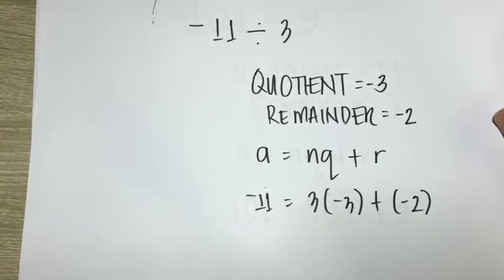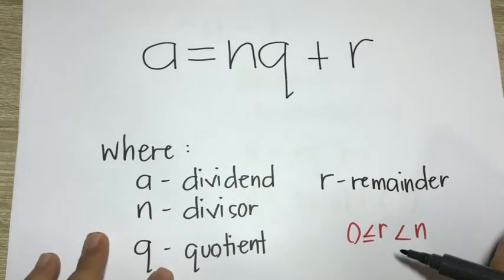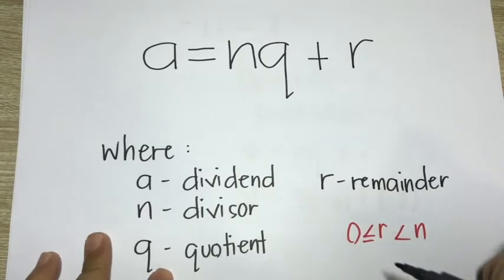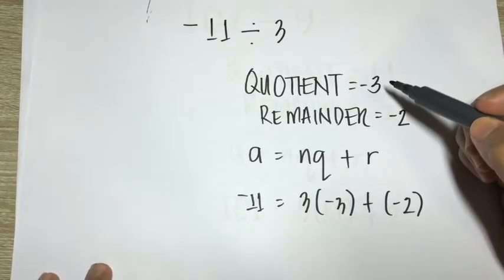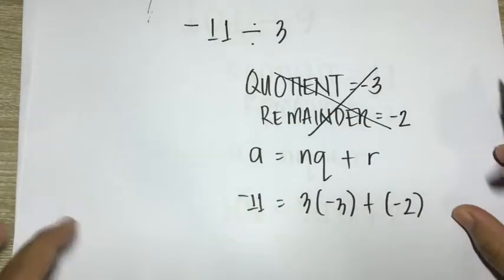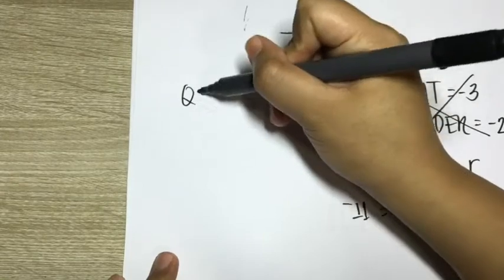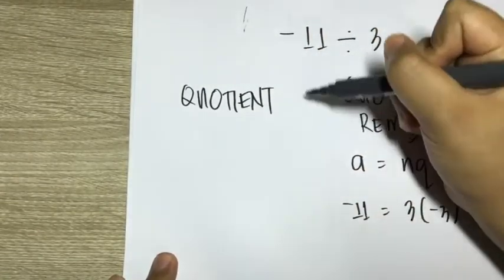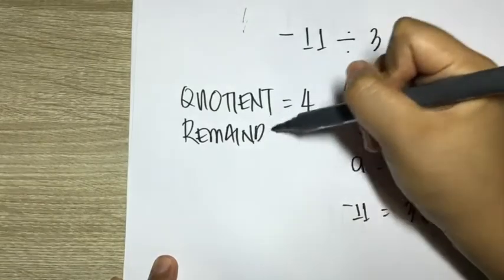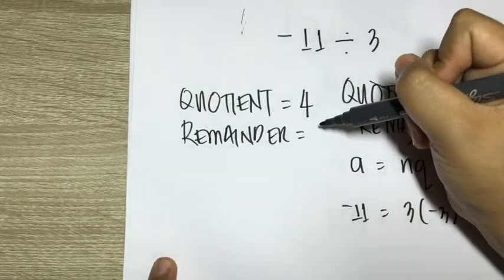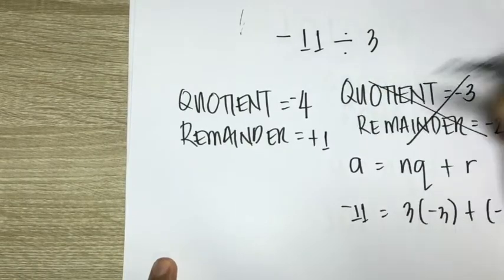However, if we go back to the idea behind remainder, we have to take note that the remainder is always a positive number, or the remainder is always greater than or equal to 0 but less than n. So instead of having the quotient as -3 and the remainder of -2, we have to correct this. The quotient is equivalent to -4 and the remainder is equivalent to +1.